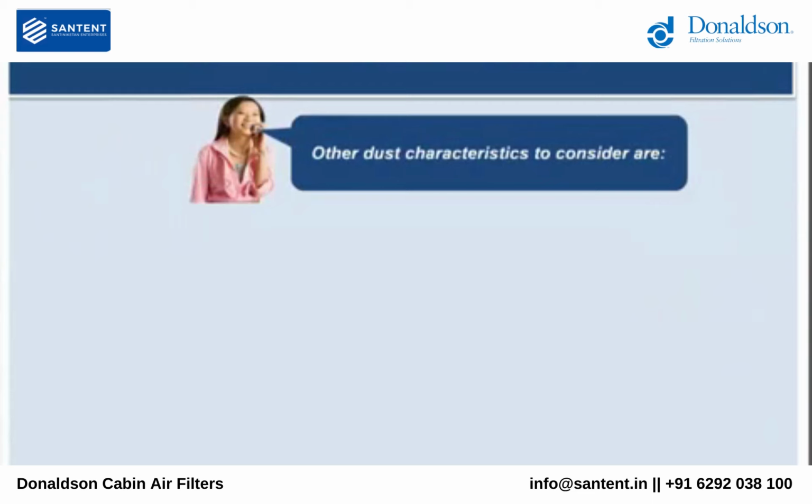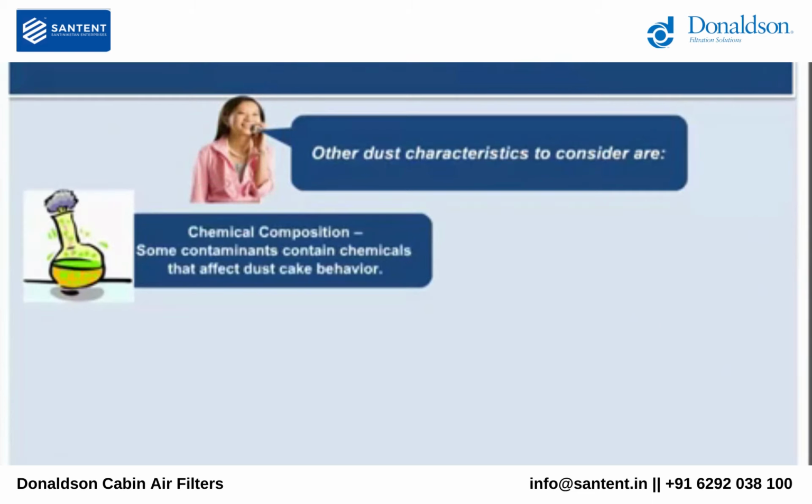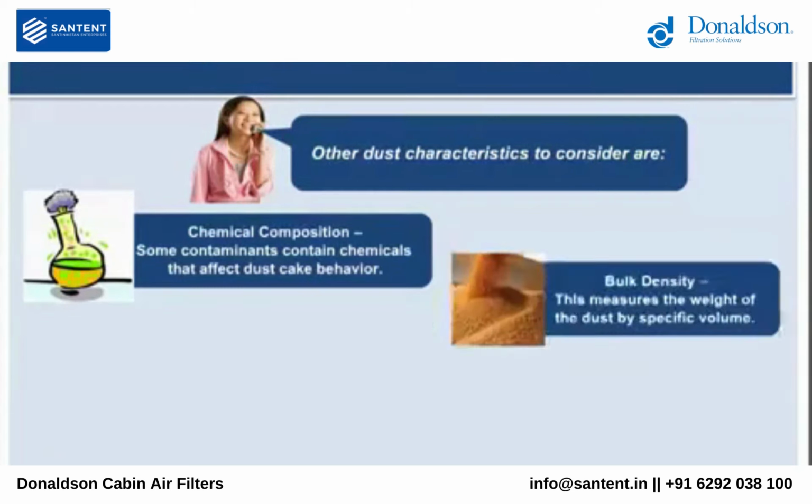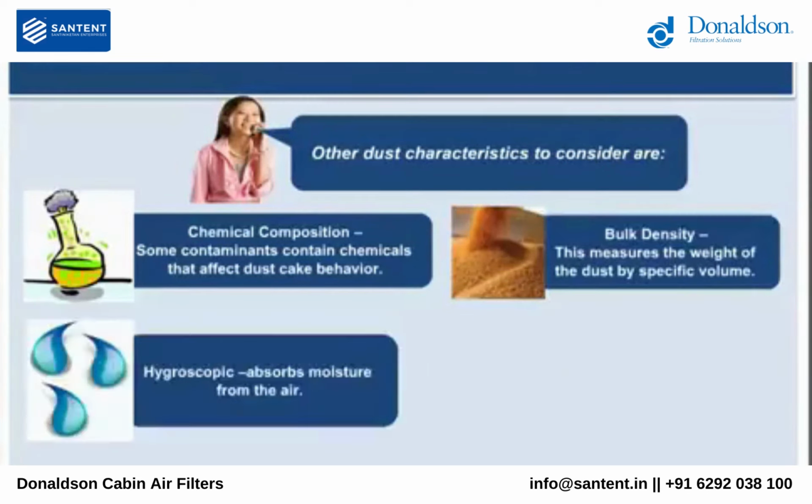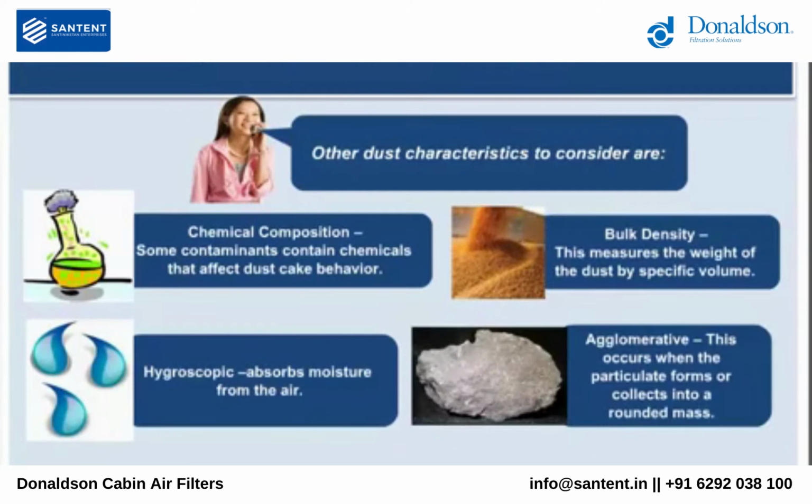Other dust characteristics to consider are chemical composition. Some contaminants contain chemicals that affect dust cake behavior. Bulk density. This measures the weight of the dust by specific volume. Hygroscopic. This absorbs moisture from the air. Agglomerative. This occurs when the particulate forms or collects into a rounded mass. Abrasive. This occurs when the dust is rough or harsh.